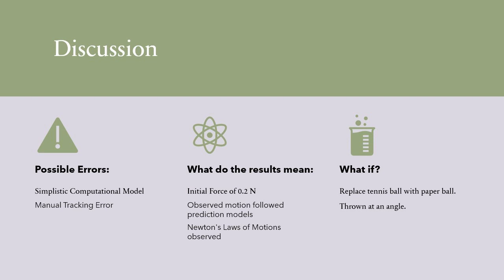Secondly, what if the ball was thrown at an angle? The horizontal movement could lead to a slight change in the vertical displacement.